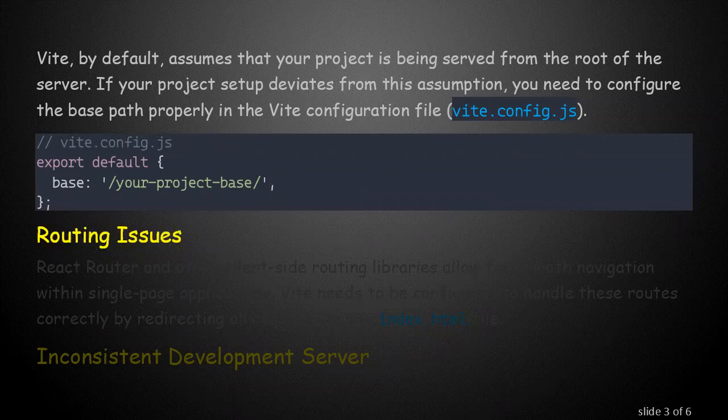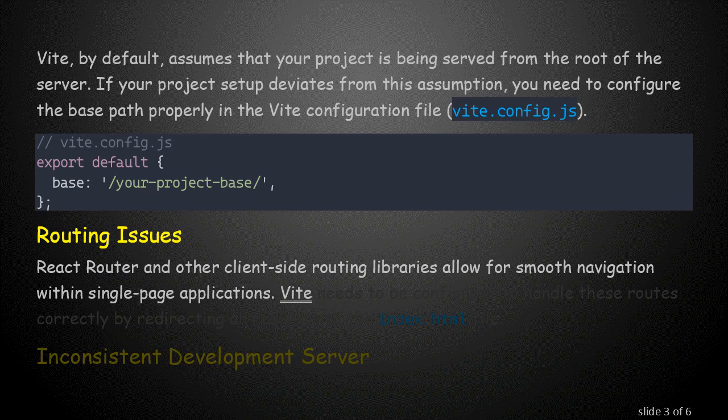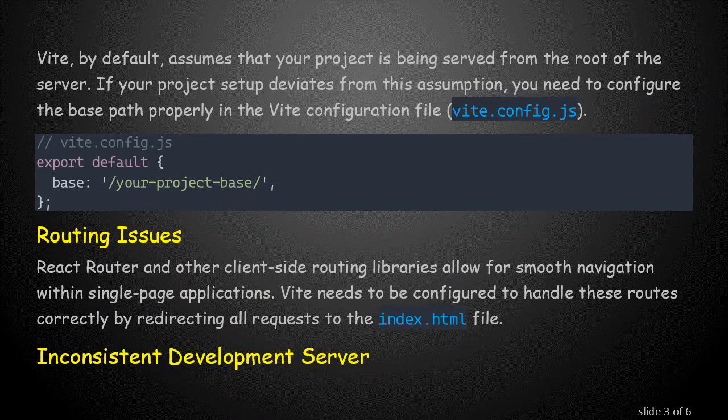Routing issues. React Router and other client-side routing libraries allow for smooth navigation within single-page applications. Vite needs to be configured to handle these routes correctly by redirecting all requests to the index.html file. Inconsistent development server.